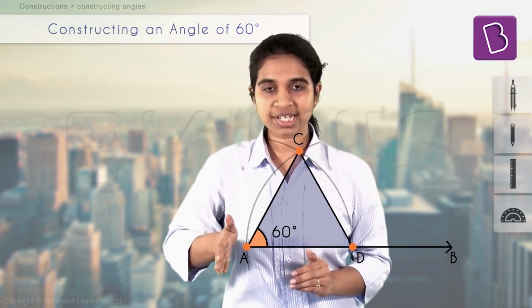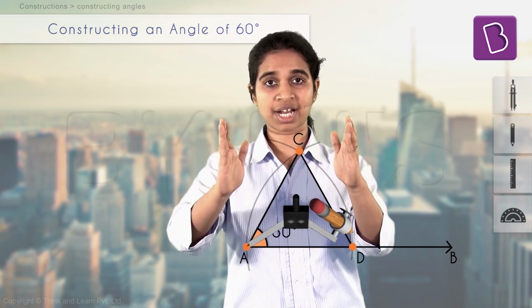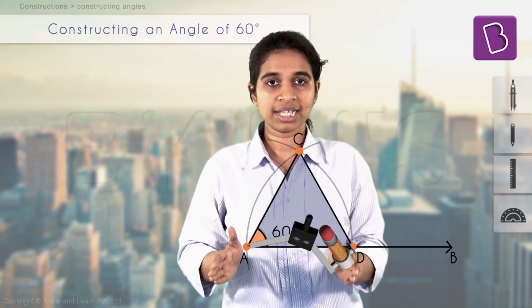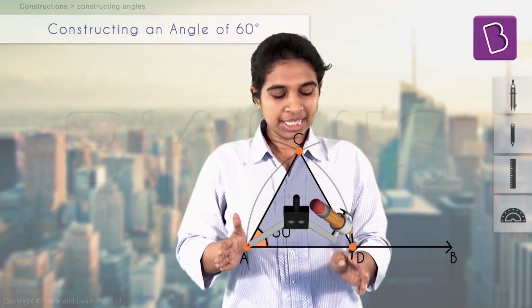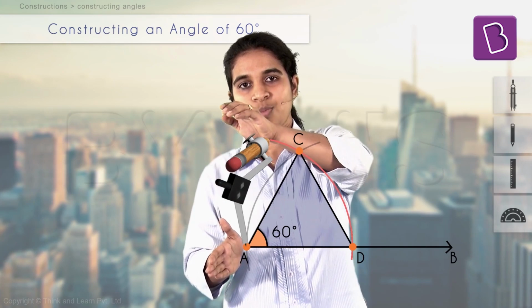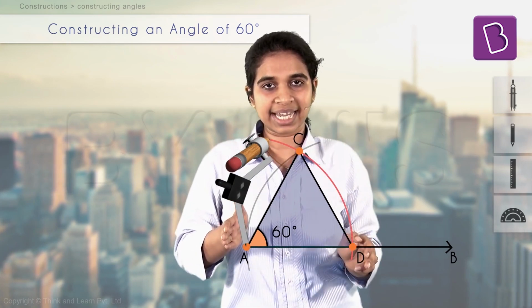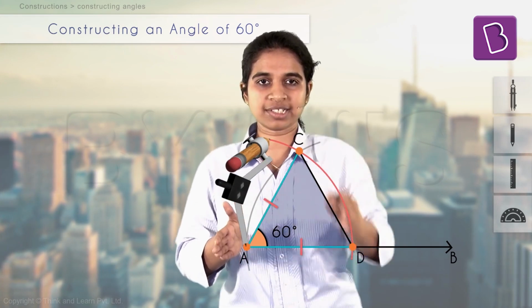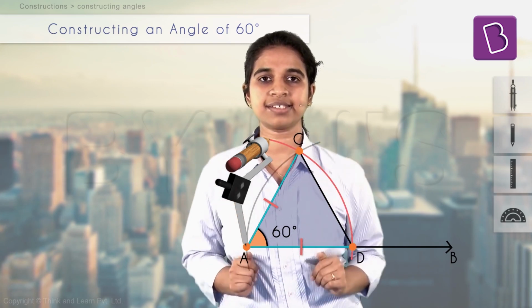Think of what we did. We started with A, we picked the distance on our compass and we marked this arc. That's how we got point D. The same arc was extended to point C. That means this distance AD and AC is going to be equal because it's the same arc, right? This distance and this distance is the same.